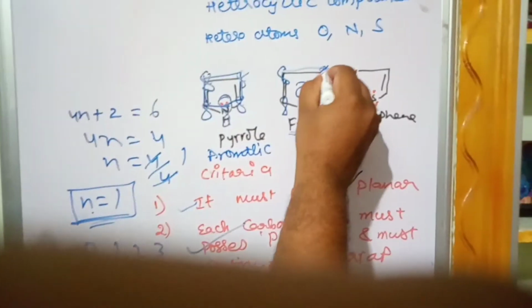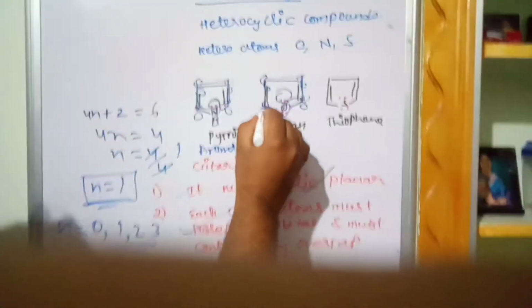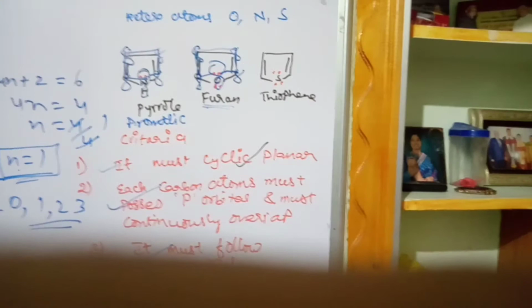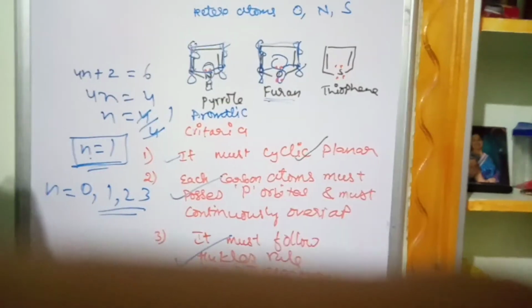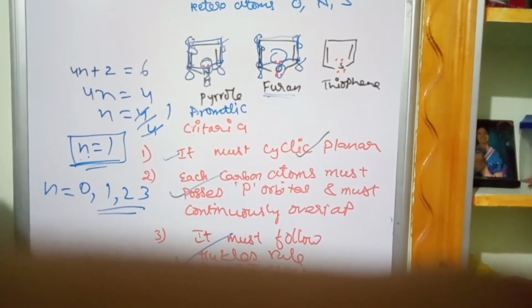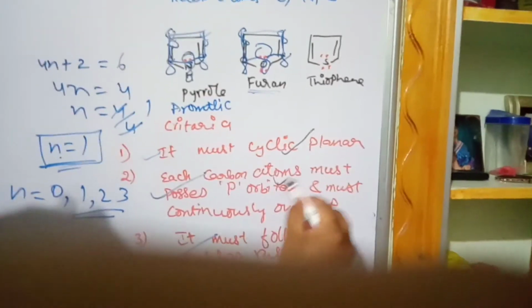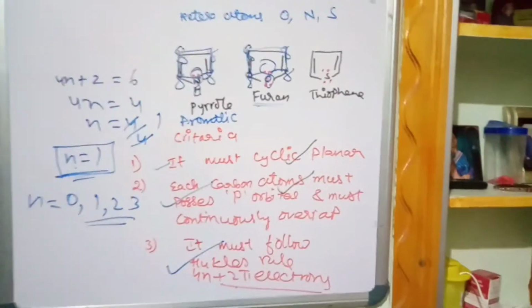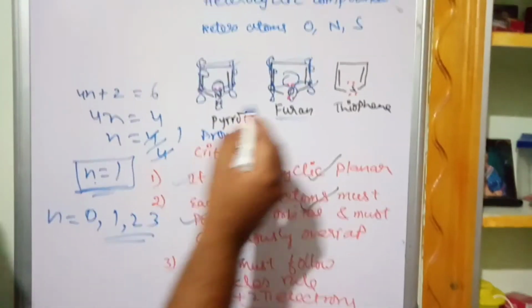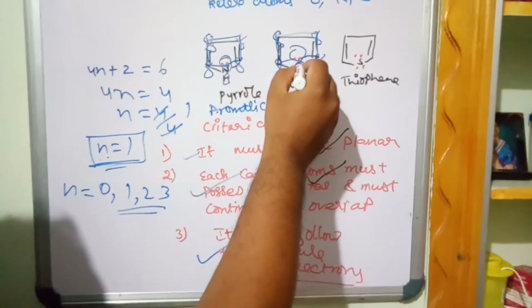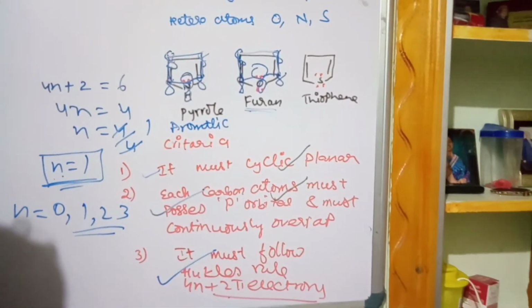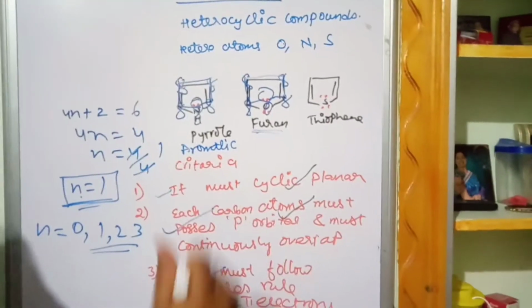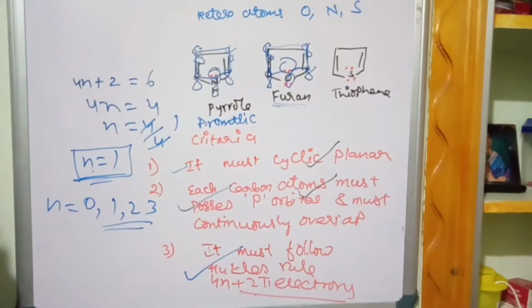Now there is a continuous overlap of each p orbital. Yes, there is continuous overlapping of p orbitals. Hence, the second criterion is also satisfied. What is the third criterion? Huckel's rule. Again, two double bonds are there. We consider only one lone pair because one lone pair is within the ring and one is outside the ring. So within the ring only, we will consider that lone pair.